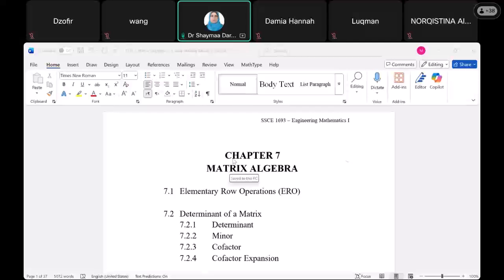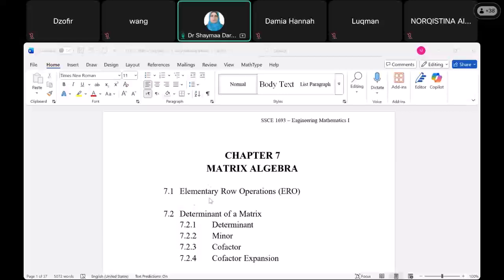Chapter 7 is about matrices, or matrix algebra, which is a little bit different from chapter 6. Chapter 6 was about vectors, but we are still in algebra, with another topic, which is matrices. I think you learned about matrices before, but here we will revise some of the concepts that you already studied. What is the meaning of matrices?